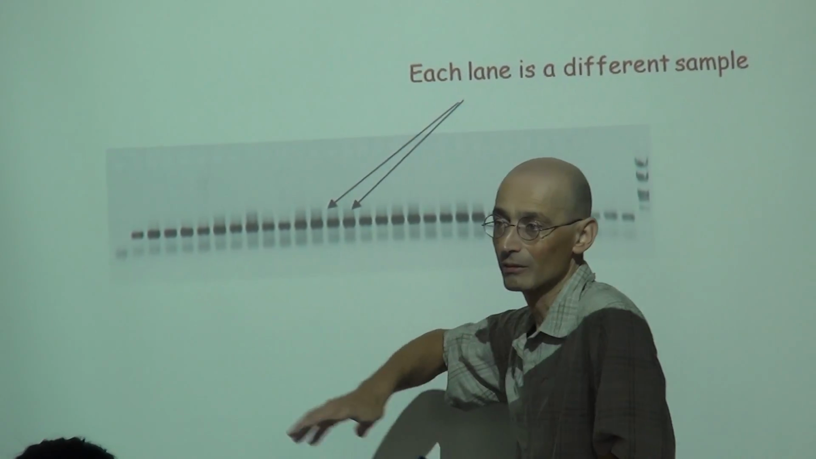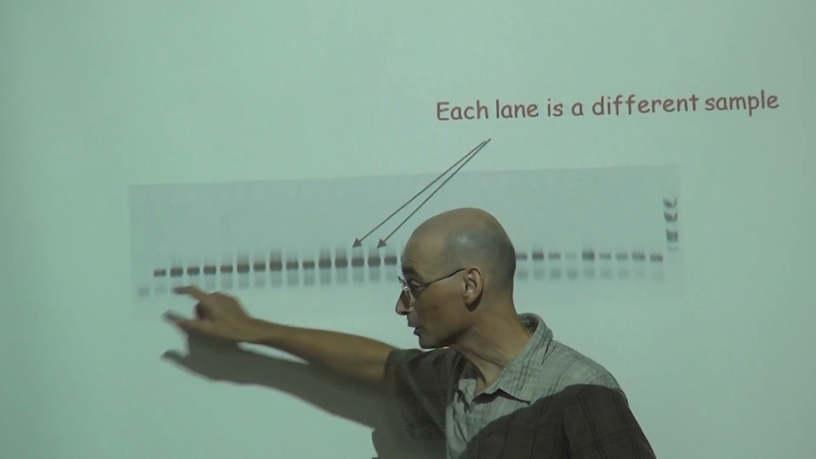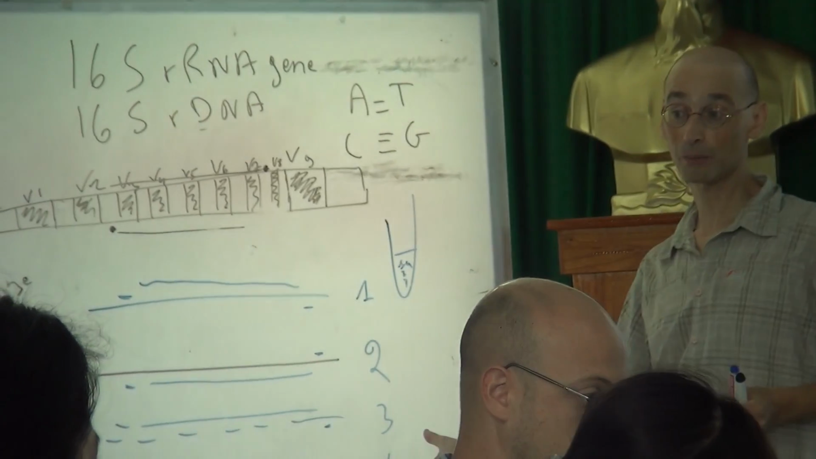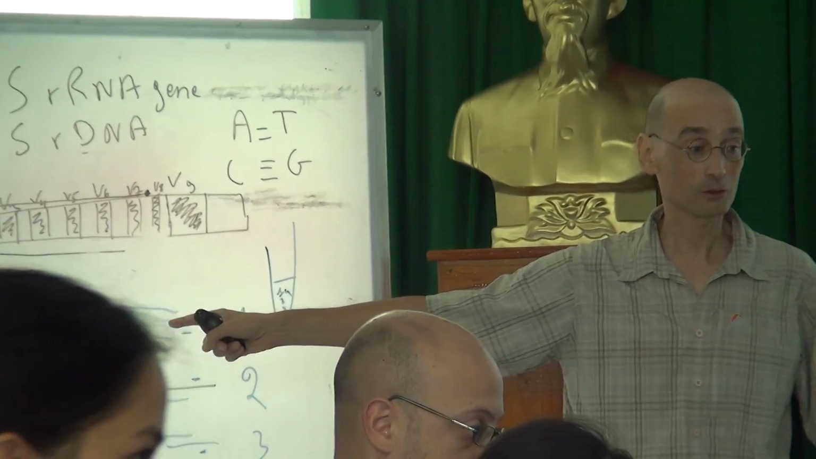Or you can have thousands of different types of molecules because you have thousands of different bacteria in your sample, but you wouldn't know by running the classical electrophoresis.